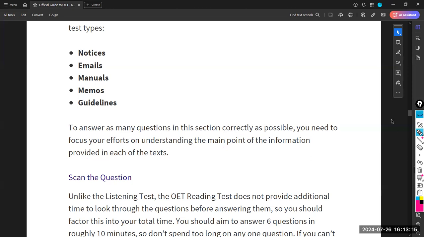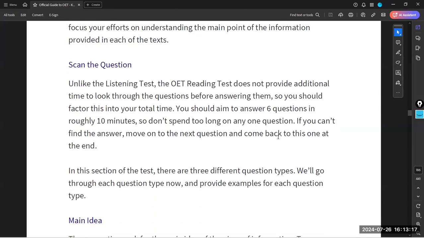So let's scan the questions that we will encounter in part B. Unlike the listening test, the OET reading test doesn't provide additional time to take a look at the questions before answering them. So you should factor this into your total time. Please, you have to be careful. Too many students told me in the past that the 1 hour is finished and I couldn't answer all the questions in the OET exam.